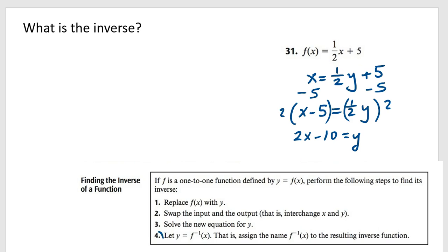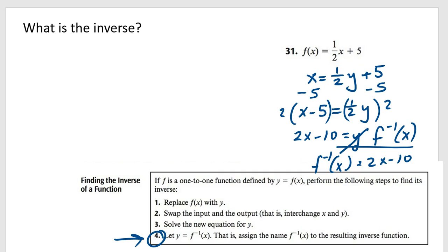But I'm not finished. This is the big gotcha. You got to remember, the very last step is to replace y with the inverse of x. So my inverse of x is equal to 2x minus 10.